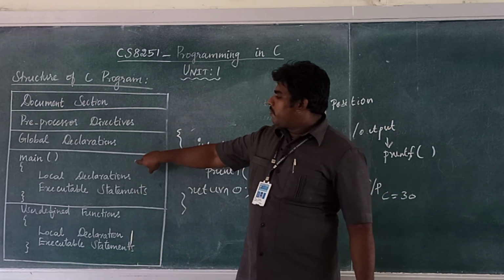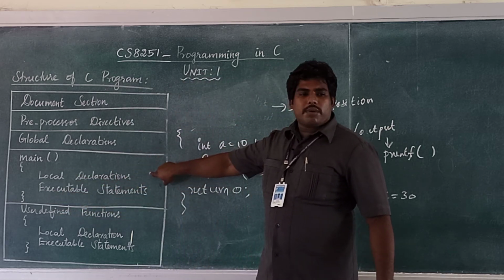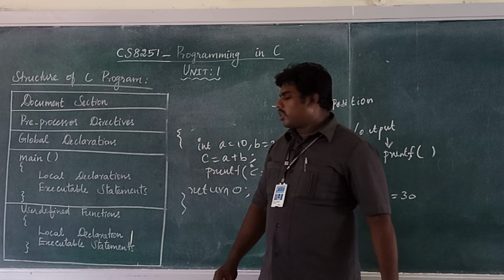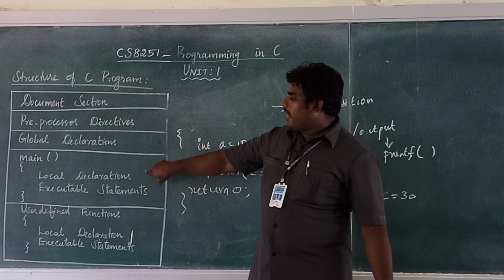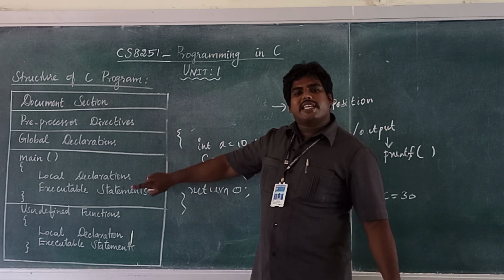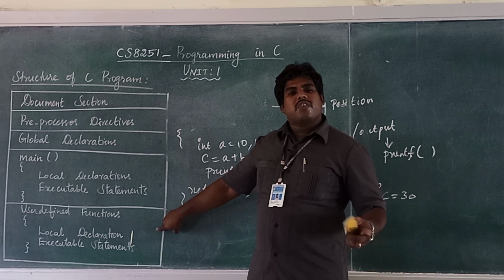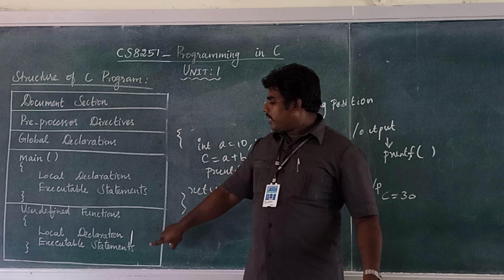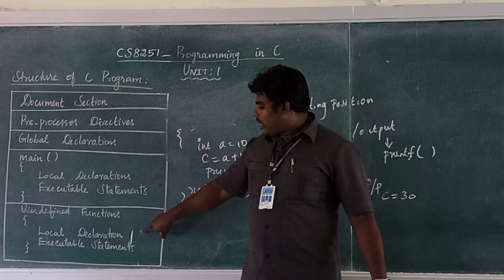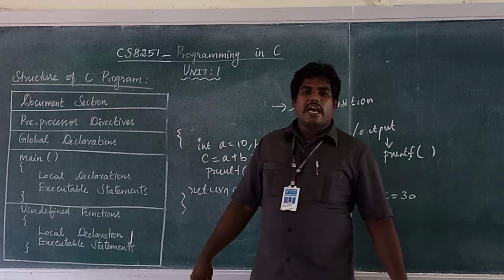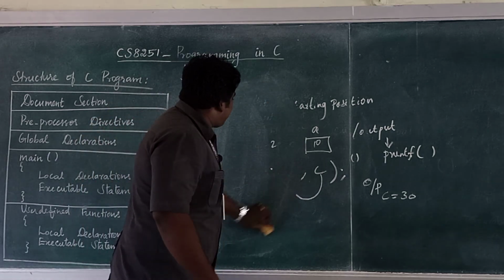All of you understood? Main function is the starting position. This denotes the scope. Inside, local variable declaration, then executable statements. The next one is the user defined function. Like this main function, we can create our own function for some other executions. That is called a user defined function. Here also local variable declaration and executable statements. Now we can see one example program with the help of this syntax.